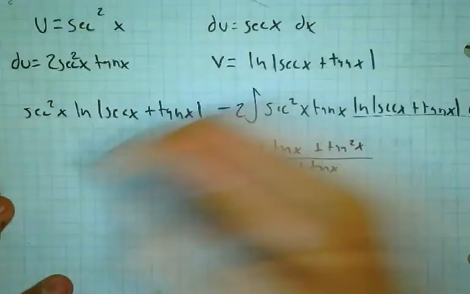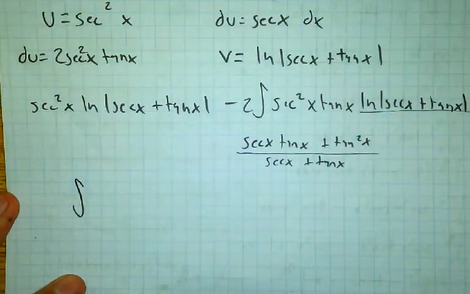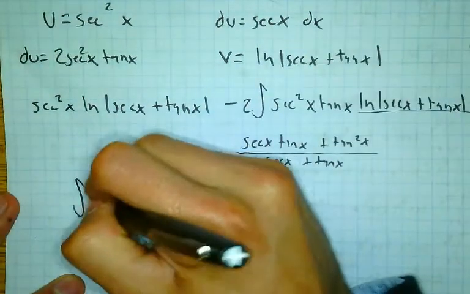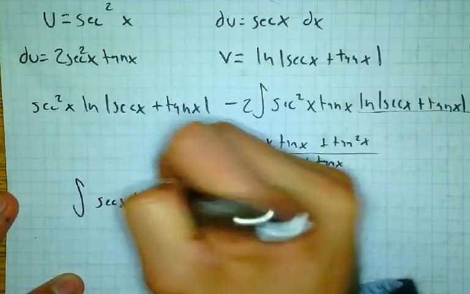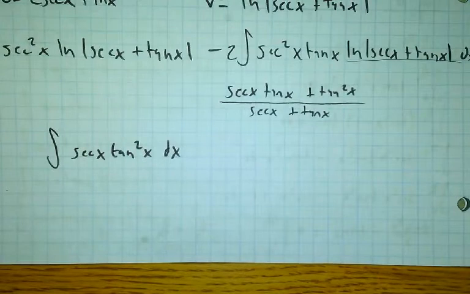Alright, so here's where we're at. I know it looks all crazy, but this is the integral we're trying to solve currently, which was, where was it? Secant x tangent square x. Secant square tangent square x.